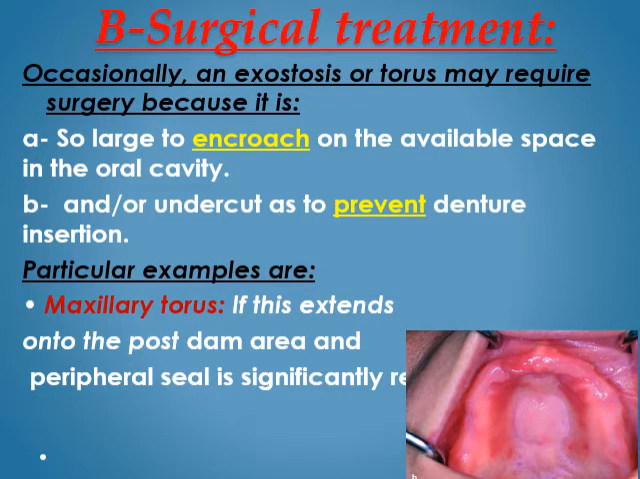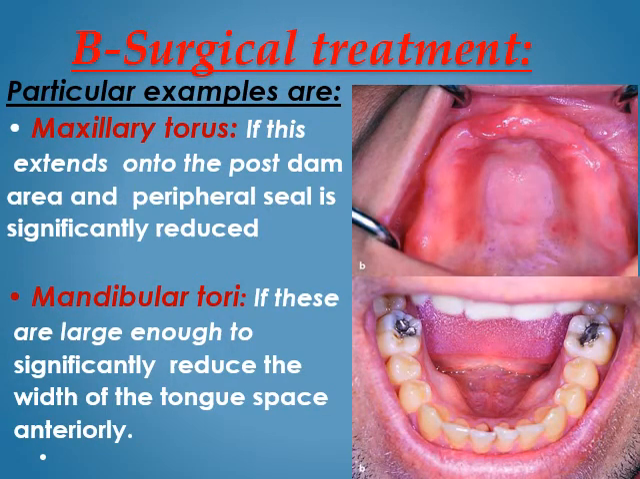The second type of treatment is surgical treatment; first conservative, second surgical. Occasionally an exostosis or torus may require surgery because it is so large as to encroach on the available space in the oral cavity and or undercut as to prevent denture insertion. Particular examples are maxillary torus, if this extends into the post-dam area and the peripheral seal is significantly affected. We cannot make a post-dam on a bony area.